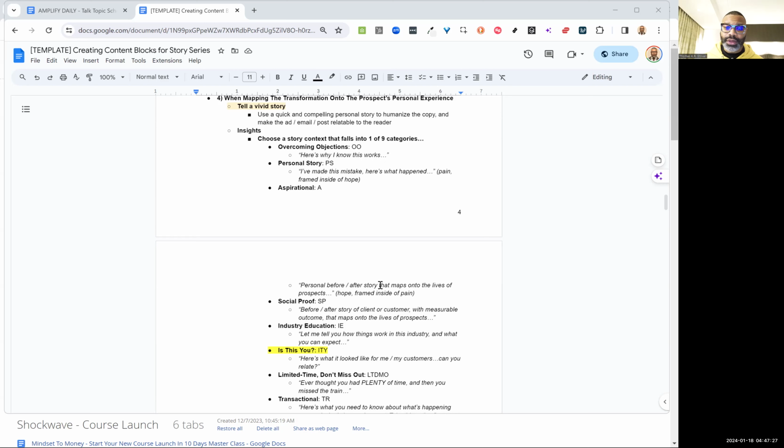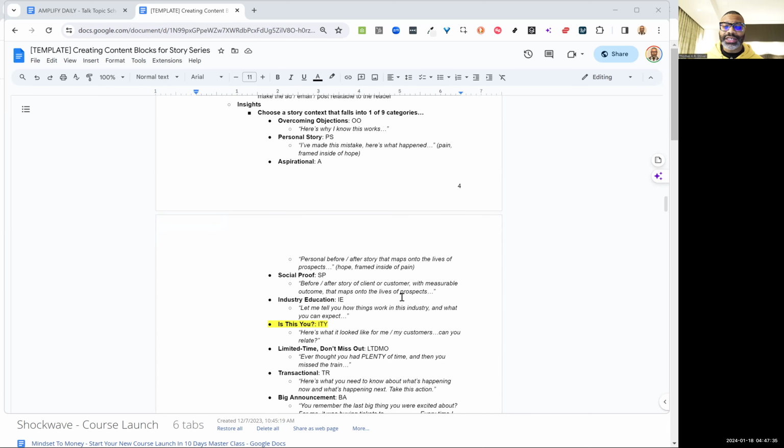Social proof. Before and after story of the client or customer with measurable outcome that maps onto the lives of prospects. Industry education. Let me tell you how things work in this industry and what you can expect. Different context is this you? That's what we're going to use for this story. And with the is this you? Here's what it looked like for me or my customers. Can you relate? Limited time, don't miss out. Ever thought you had plenty of time and then you missed the train?